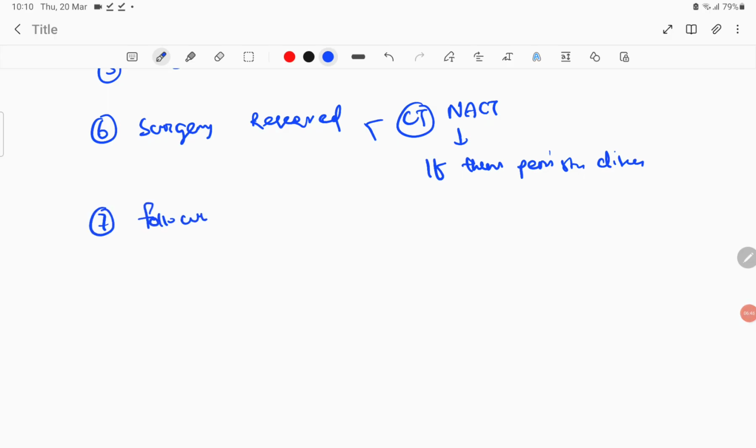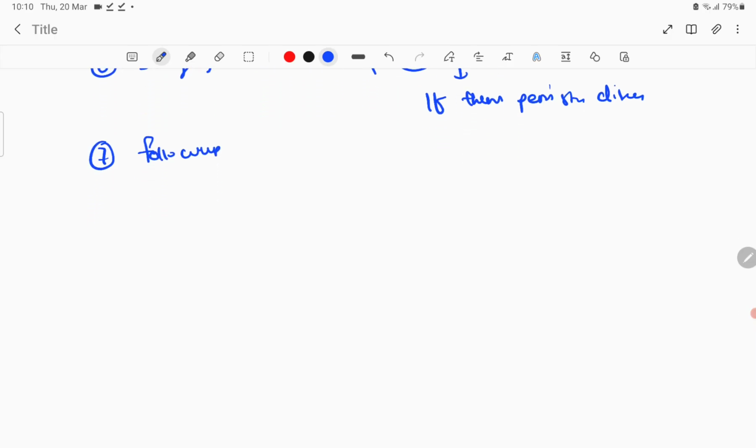The follow-up, for the first 2 years, is every 3 months. What will we do? Ultrasound has to be done every 3 months, along with alpha fetoprotein. You have to measure the alpha fetoprotein level and do an ultrasound of the pelvis.